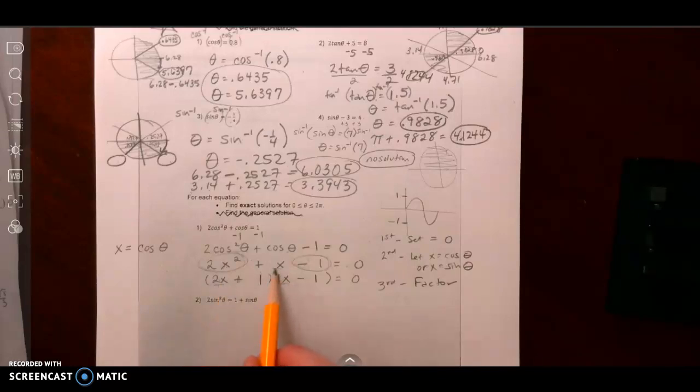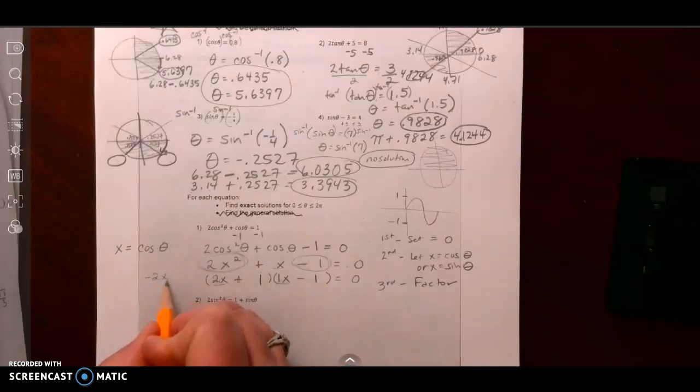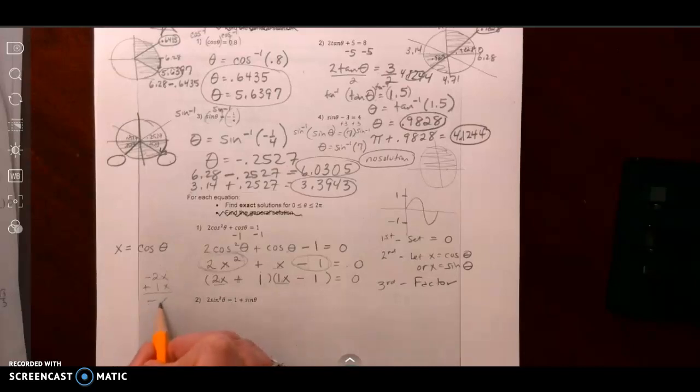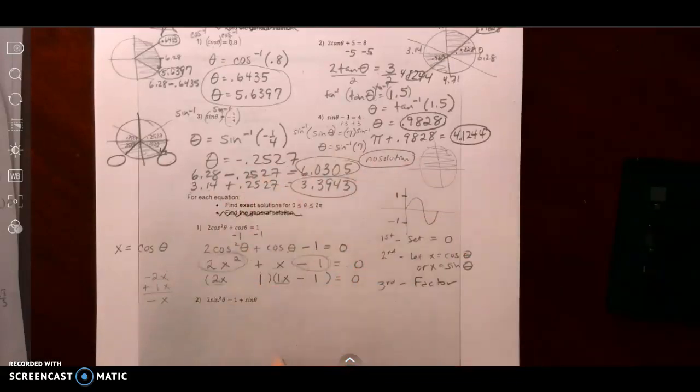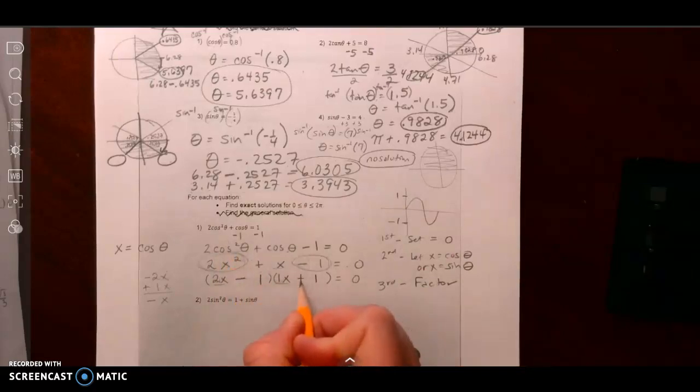So for my middle term, in FOIL you do your outers and your inners. Negative 2x and positive 1x gives me negative x. I don't want negative x. I want positive x. So let's try switching these to negative and positive. Let's see if that works.